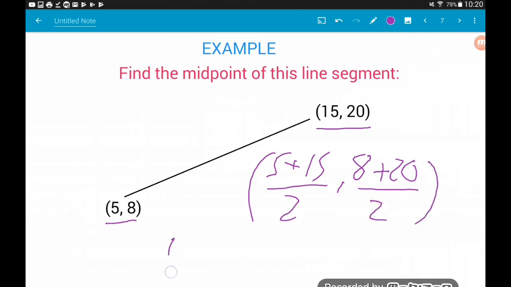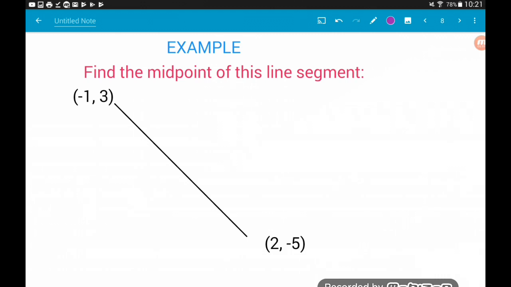Now if we sort that out, well, 5 plus 15 is 20. 20 divided by 2 is 10. And for the y coordinate, 8 plus 20 is 28. Divide that by 2 and we get 14. So the coordinates of the midpoint of that line segment is (10, 14). Good stuff.